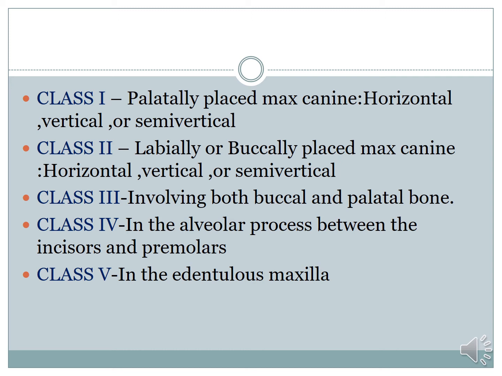Class 2 is labially or buccally placed maxillary canine, horizontal, vertical or semi-vertical. Class 3 is involving both buccal and palatal bone. Class 4 is alveolar process between the incisors and premolar. And class 5 is edentulous maxilla.